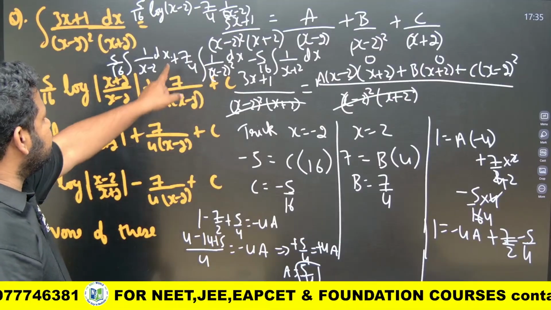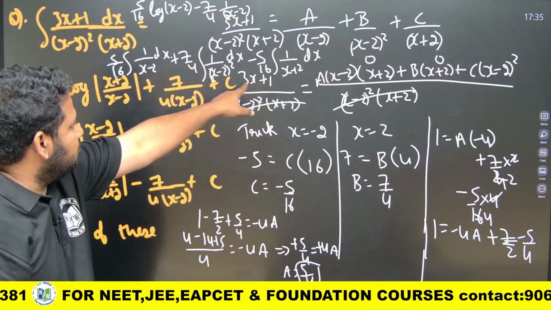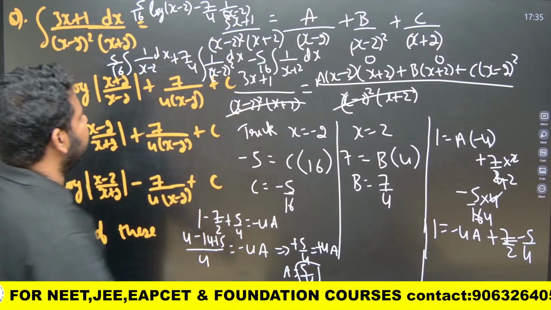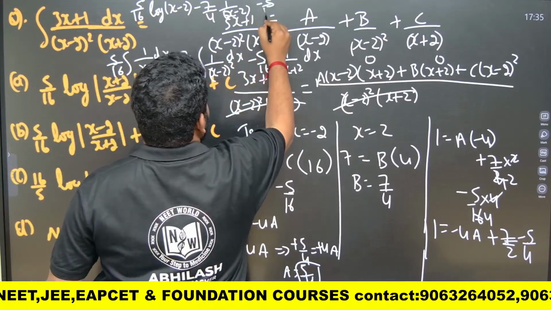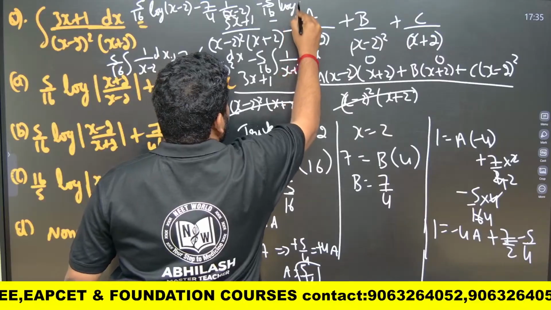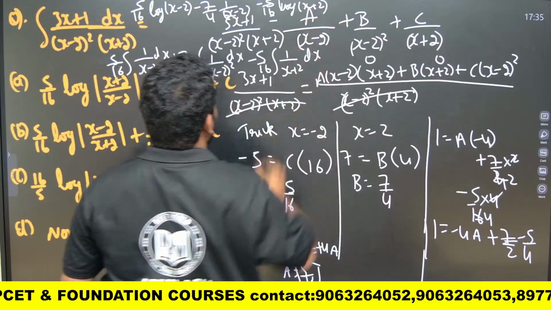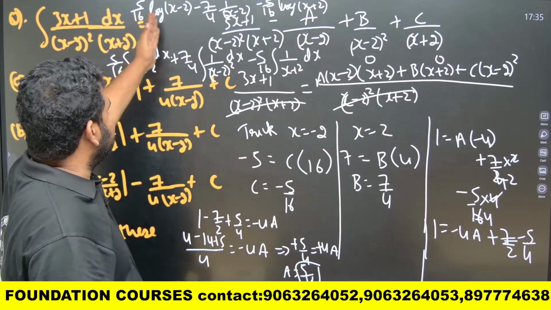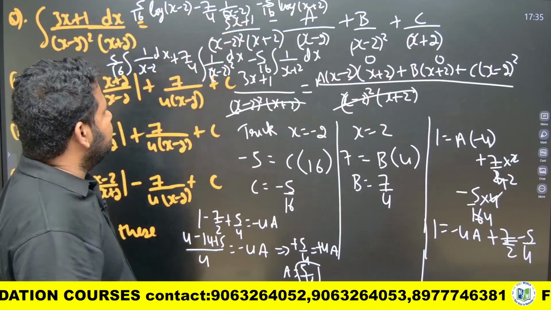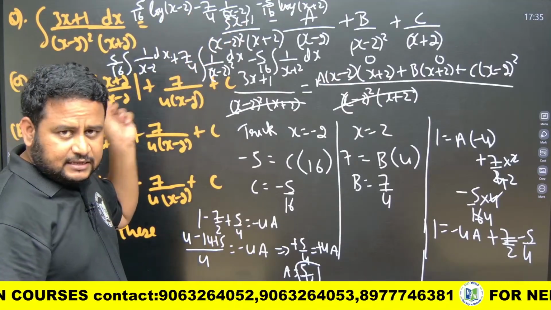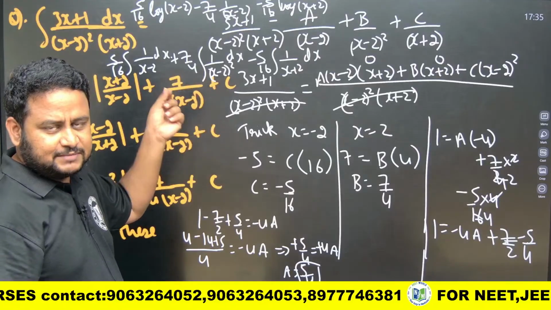Next, what I will get is the integral of this one, c: minus 5 by 16 log of x plus 2. So, 5 by 16 log of x minus 2 and minus 5 by 16 log of x plus 2, that is log a minus log b is nothing but equal to what?